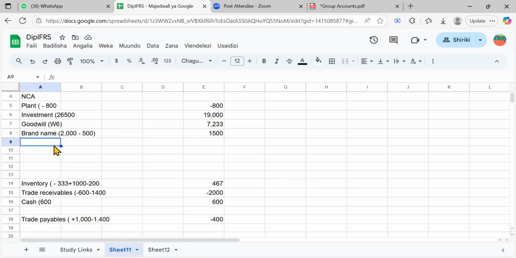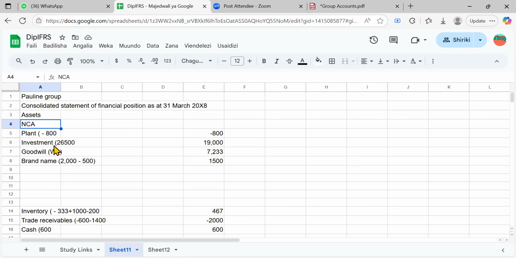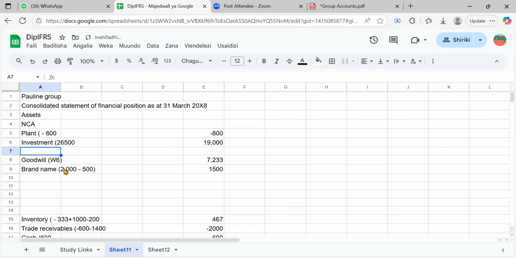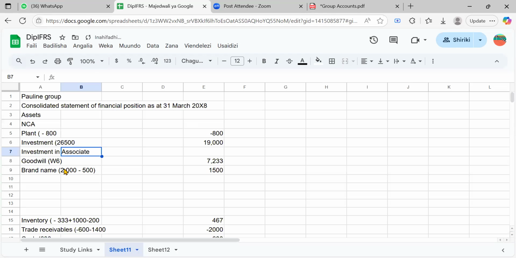What we need to do here is have a separate line for the investment in associate, just like equity accounting requires us to do. We should have a separate line for the investment in an associate. So you could just write a separate line and say investment in associate, which is Other, and it can be included in the considerations in our consolidated statement.